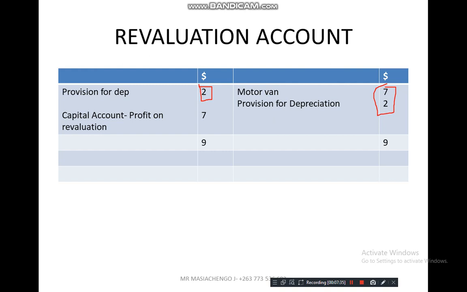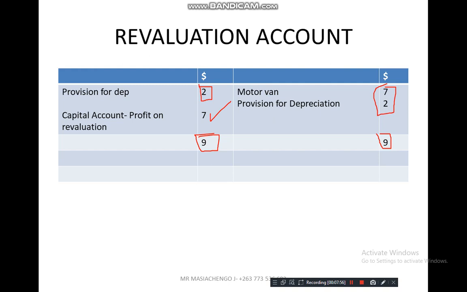You find where there is a big amount. This is the big amount, $9. We write $9 both sides, like this. Then there's a shortfall on the debit side, and we write this one, and we transfer this amount to the capital account.